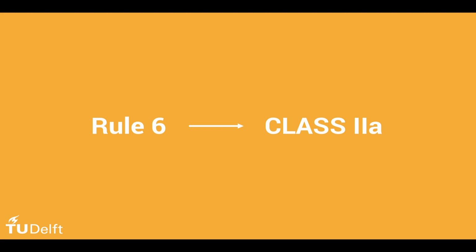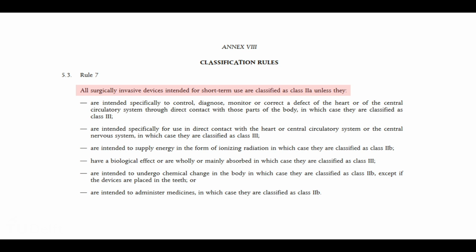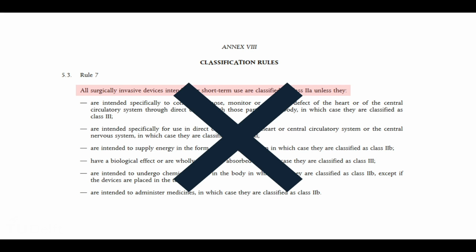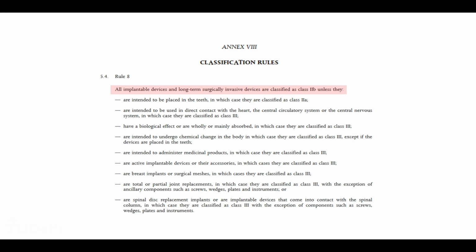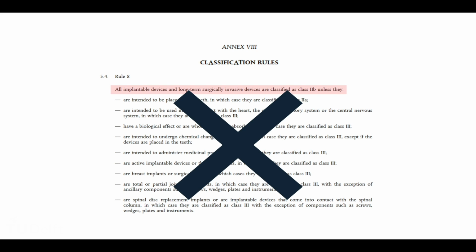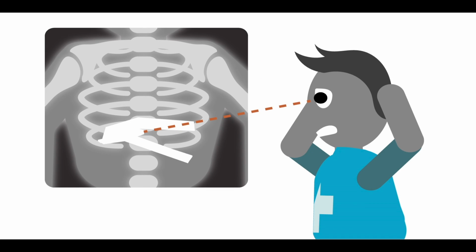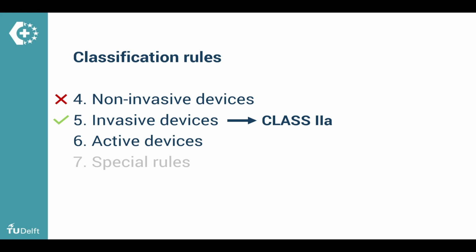Now let's continue to check the rest of Section 5. Rule 7 is about devices for short-term use, so that rule doesn't apply. Rule 8 is about long-term implanted devices. That doesn't apply to the stapler either, or at least, well, we hope the doctor doesn't forget to take out the device at the end of the surgery. Now we are done checking Sections 4 and 5, and it seems our device is Class 2A, but we still have to check Section 6.